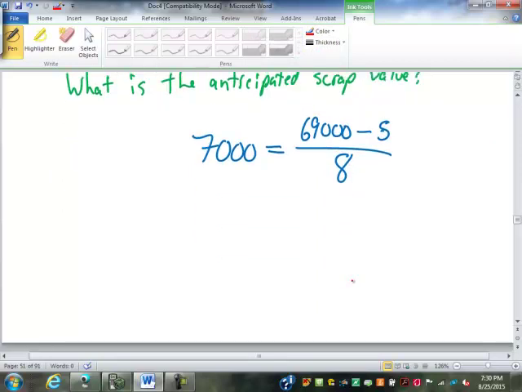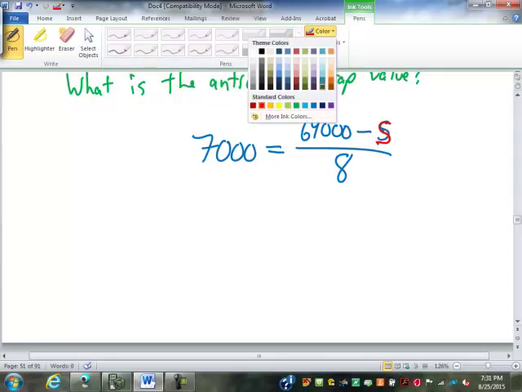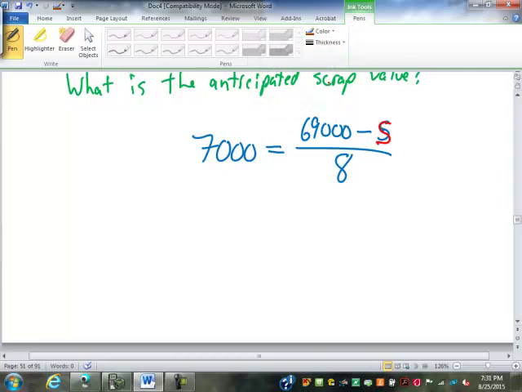Now from here, looking at this equation, there are actually a lot of things that have been done to our variable S. Sometimes the simplest way to solve it is to turn it into a proportion, like this. If that's the way you prefer to do it, go ahead. I'm going to solve this brute force just to show you how to do it. This whole side of the equation has been divided by 8. So we're going to multiply by 8 to get rid of that. So that's gone. Over here, 7,000 times 8 gives us 56,000.